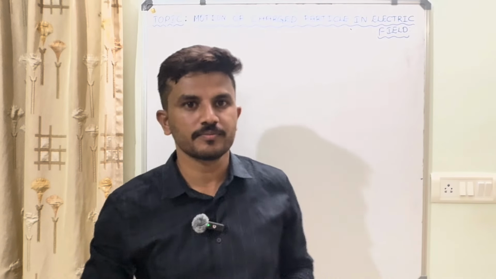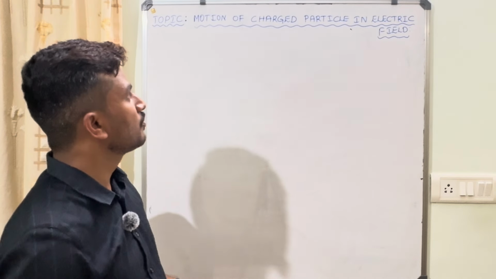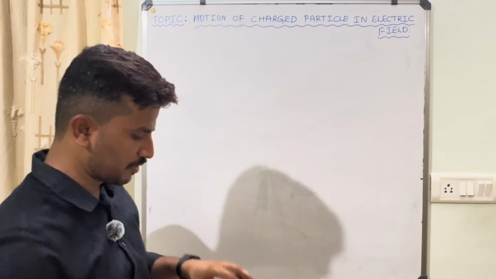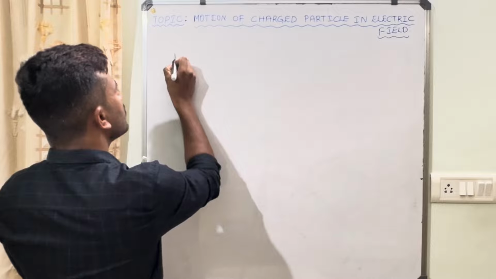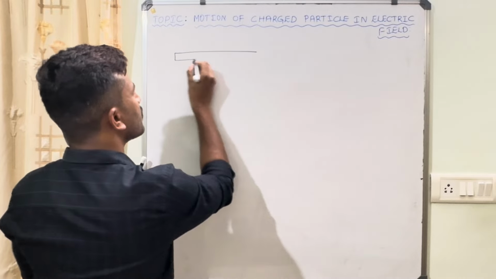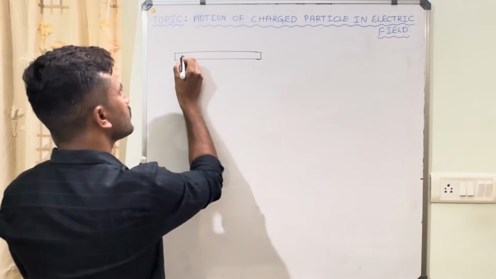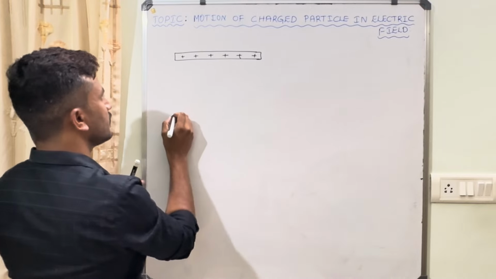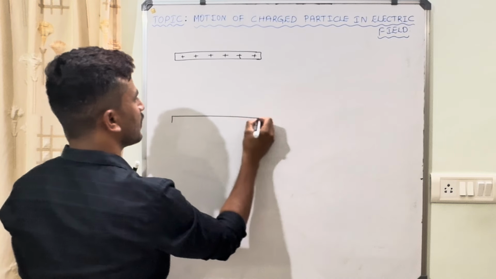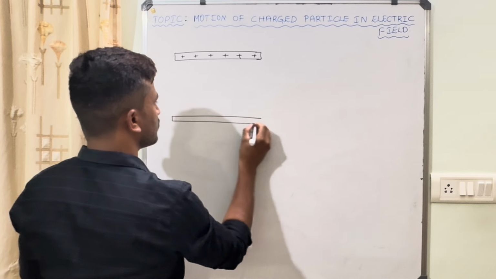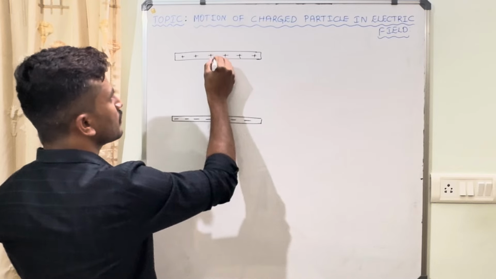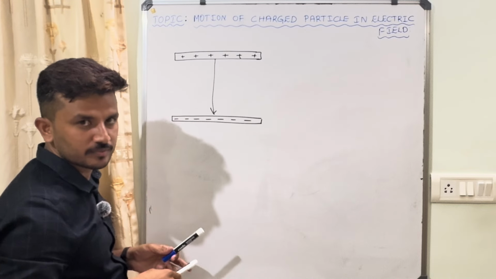Yes, hope it is clear. Now we are going to discuss the example question, right? Here we have a positive plate and here we have a negative plate. So there is an electric field downwards.